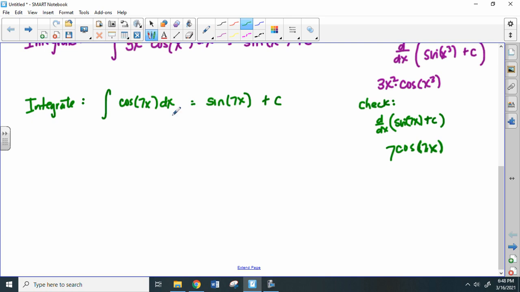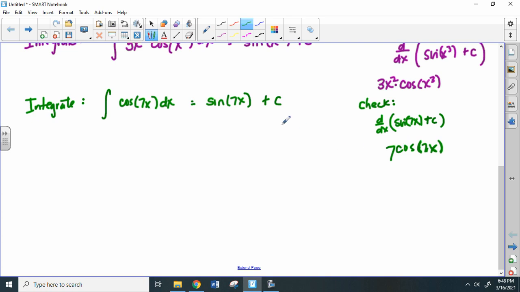The way you, let me see, how do I want to say that? Okay, so what I need to do is I need to have something else here so that when I multiply by 7, it basically cancels out. Because I know that when I do the chain rule, I'm going to have this extra 7.